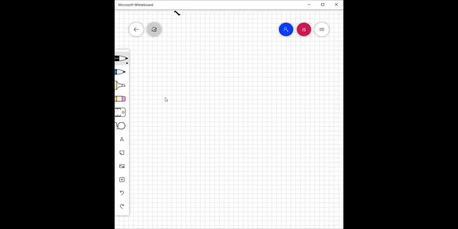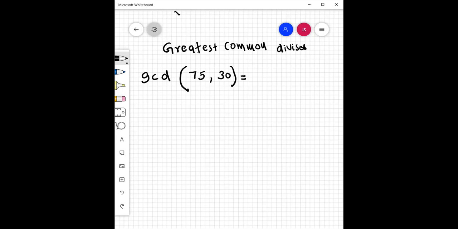Okay, now today we are talking about greatest common divisor. I think you can see my writing, right? Let's start with this notation and this question. Usually we use this notation to represent the greatest common divisor of two numbers. Let's say 75 and 30. Can someone put the answer in the chat box? GCD of 75 and 30, what is it?